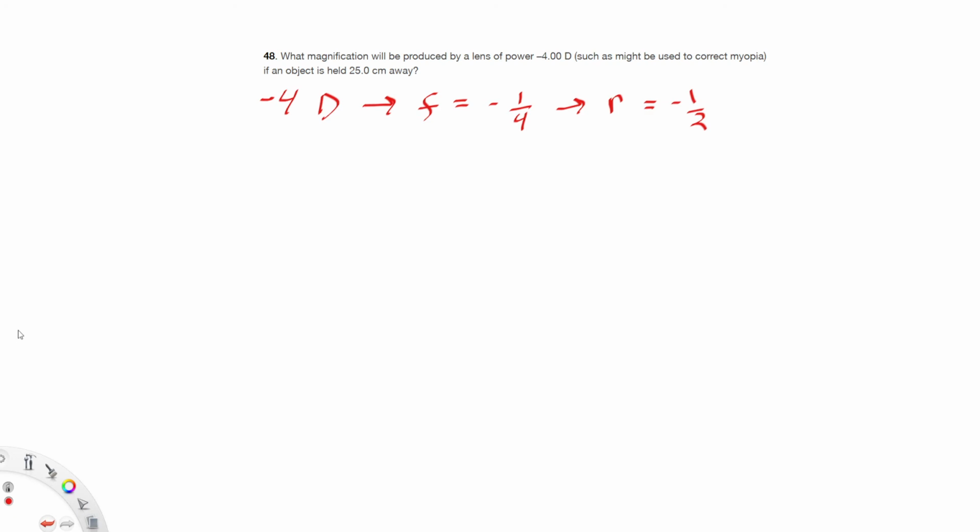But we don't actually need to know that much. We're not going to worry about that. Okay. So there's the focal length. You would like to hold a book at 25 centimeters away from your face in order to read it.